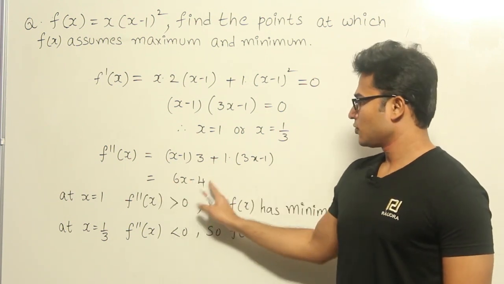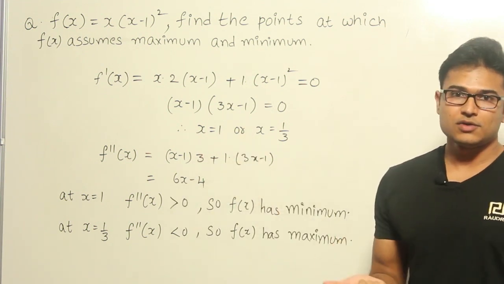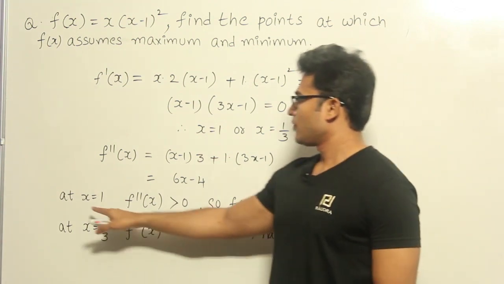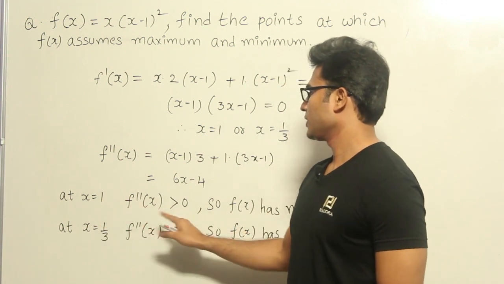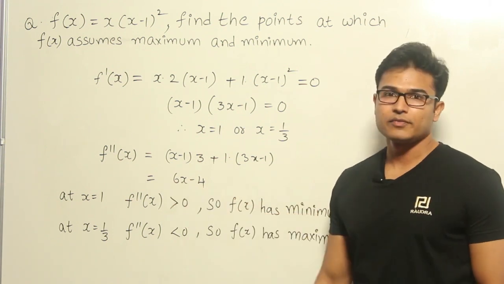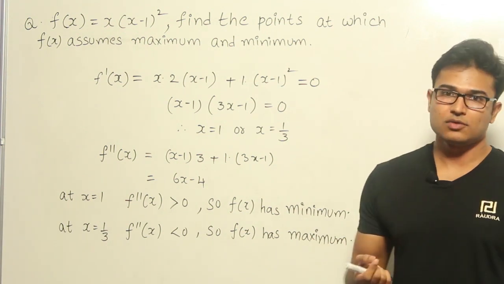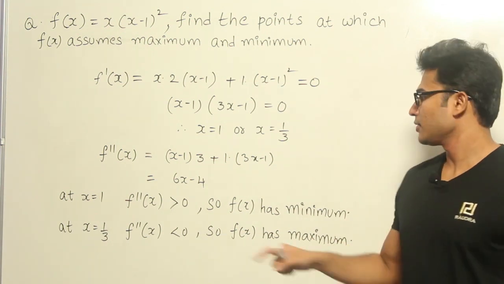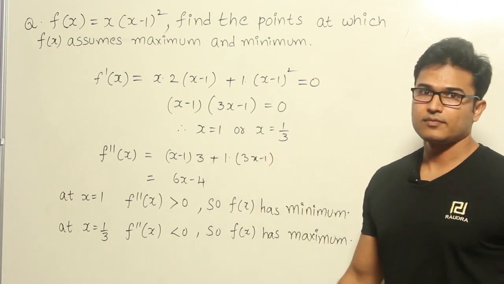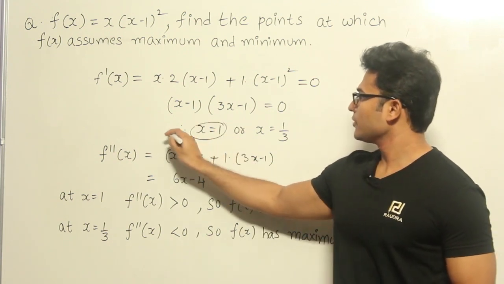Now in this 6x minus 4, substitute these two stationary values in place of x. Depending on whether you get greater than 0 or less than 0, we can know which one is minimum and which one is maximum. If you find at x equals 1, f double dash of x is greater than 0. Why? If you substitute x equals 1 here, you get 2, so 2 means greater than 0. Whenever the second derivative is greater than 0, the function value is minimum at that point. Therefore f of x has a minimum at x equals 1, so at x equals 1 the function will assume minimum value.